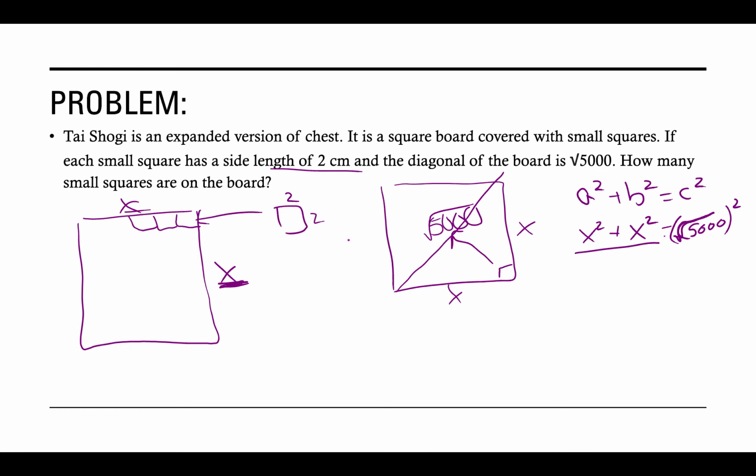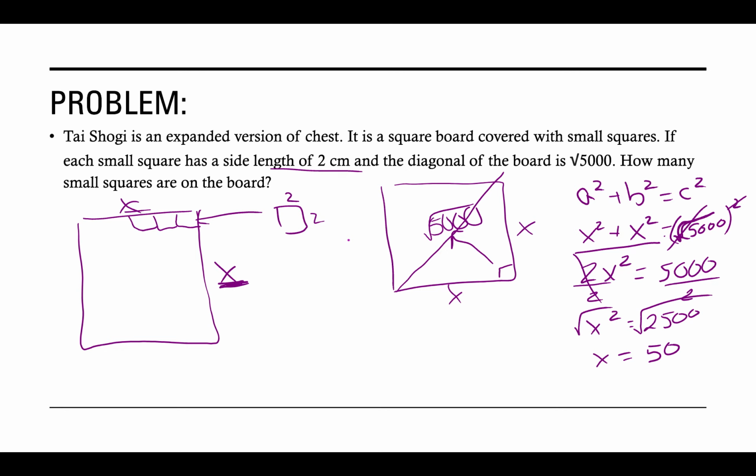Then on the left hand side, you can collect like terms. You're going to get 2x squared, because there are 2 of them. And when you square a square root, that cancels, so it's going to equal 5,000. Now we want to solve for x by dividing both sides by 2. So x squared will equal 2,500, and then we can take the square root of both sides, and x will equal 50. I'm just going to go to the next slide to have an idea of what we're doing.